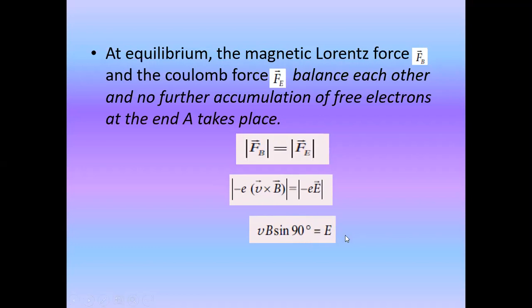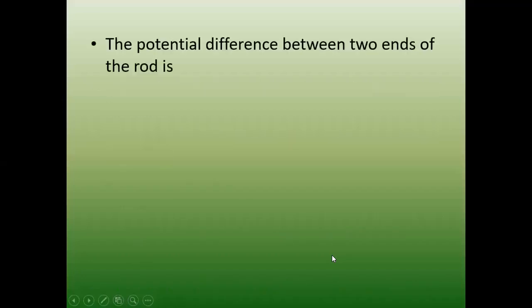So we can write E is equal to vB, since sine 90 is equal to 1. Now there exists a potential between the two ends of the rod, that is electric field into length. Potential is equal to electric field into length. When I substitute for electric field as vB, V is equal to vBL. The potential difference is equal to velocity into magnetic field into length.